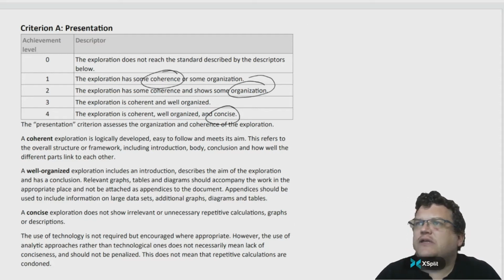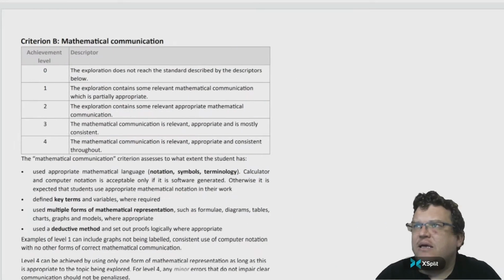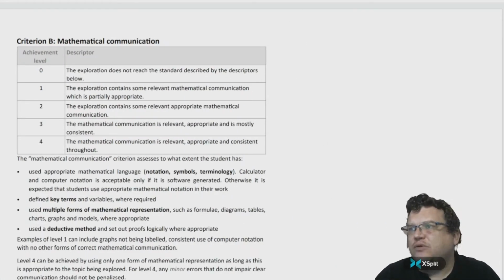So that's it for Criterion A. This can be thought of as how well you write and how well the IA flows. Criterion B, this one is your mathematical communication.